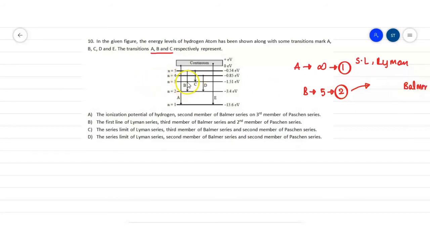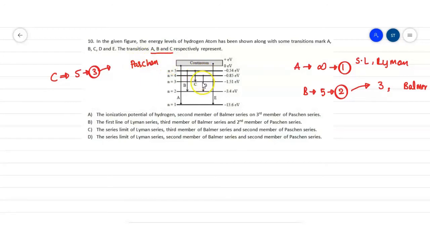N equals 3 to 2 will be the first line, 4 to 2 will be the second line, 5 to 2 will be the third line. So this will be the third line of Balmer series. Now coming to C. C is a transition from 5 to 3.